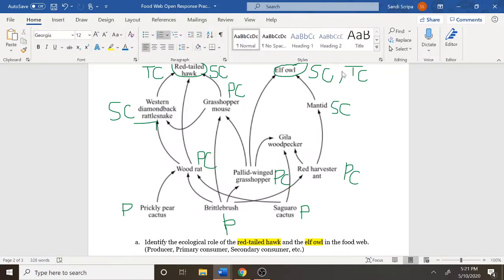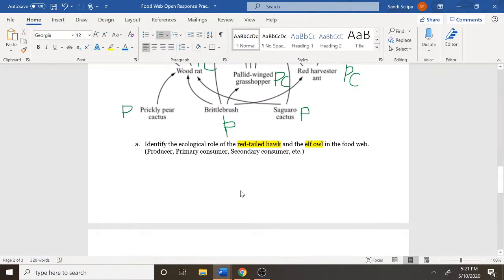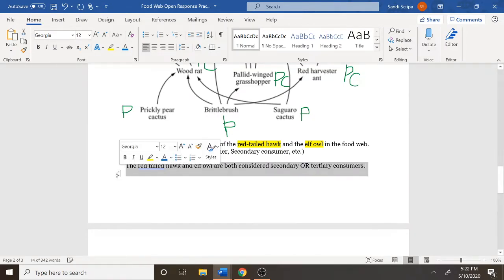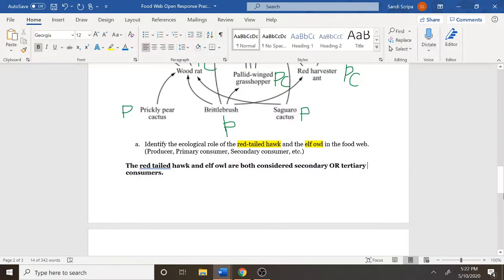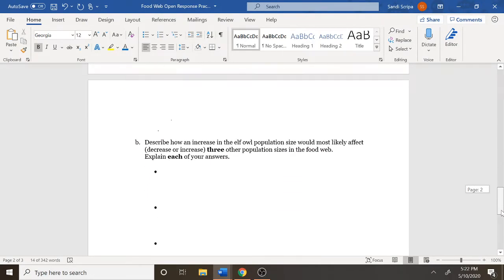All right. So we're going to go down to the bottom. And let's see if I can type again. Here we go. Okay. So the red-tailed hawk and elf owl are both considered secondary or tertiary consumers. All right. So again, if you just had one of those, that's okay. Don't stress about it.